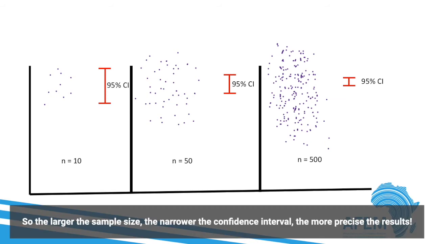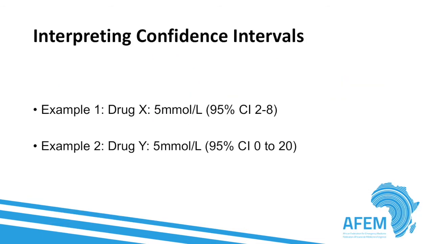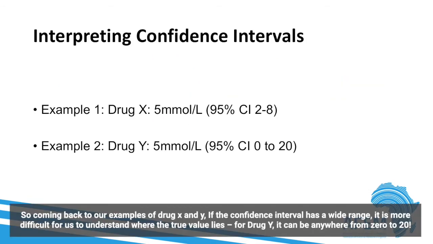So from this, we can see that the larger the sample size, the narrower the confidence interval. And the narrower the confidence interval, the more precise the results. So coming back to our example of drugs X and Y, if the confidence interval has a wide range, it is more difficult for us to understand where the true value lies.